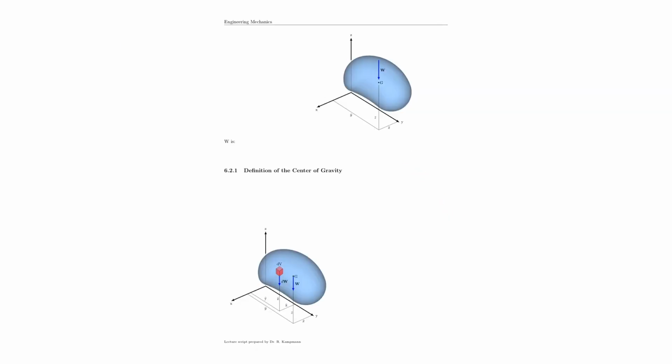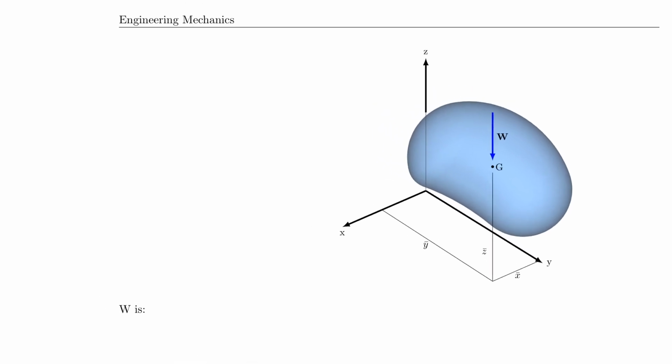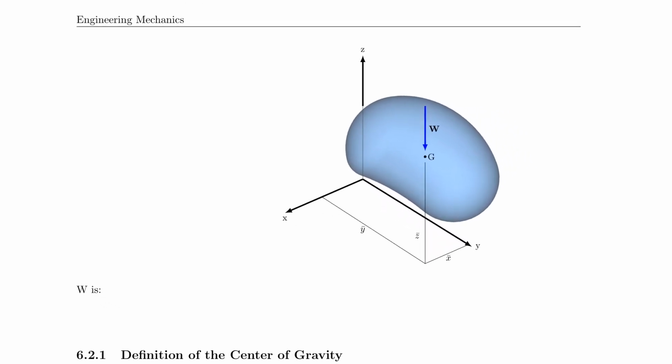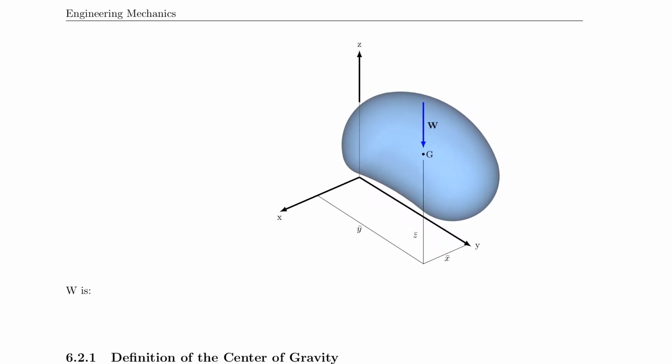And here I see the very same potato, but with a little bit different representation. So let's make some observations first. Again, the potato is given here in the random coordinate system, but notice that now I'm not dealing with dW anymore. What's shown here is W, which is the total weight of the potato that passes through a point called G, and that is the center of gravity. So let's write that down. Center of gravity.